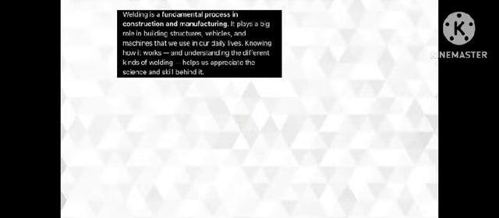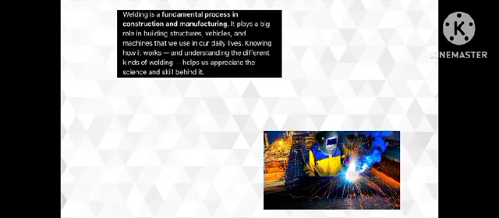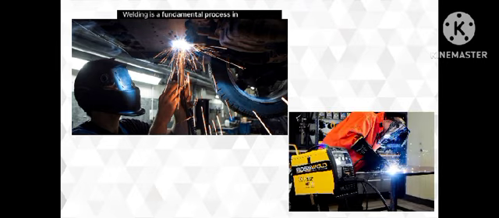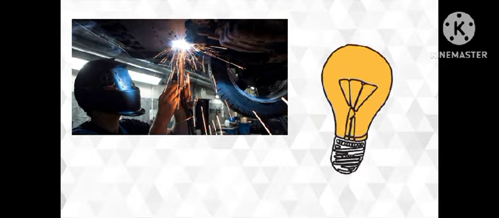To sum up this chapter, welding is a fundamental process in construction and manufacturing. It plays a big role in building structures, vehicles, and machines that we use in our daily lives. Knowing how it works and understanding the different kinds of welding help us appreciate the science and skill behind it.